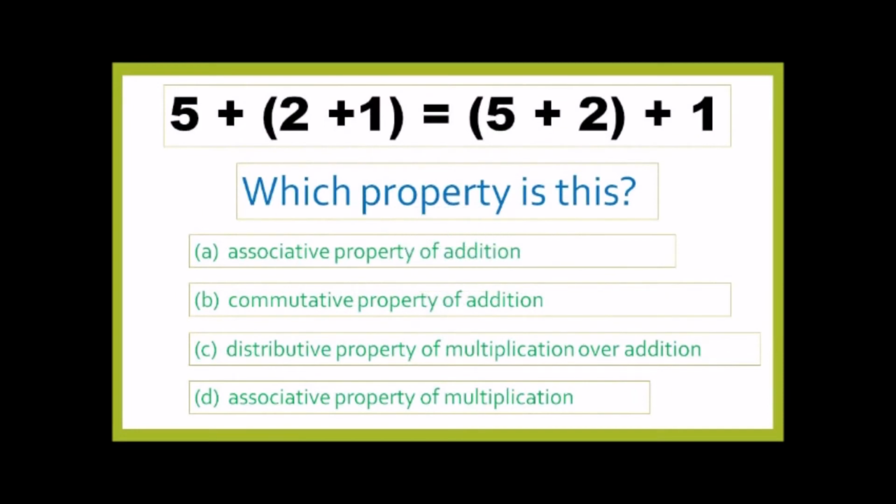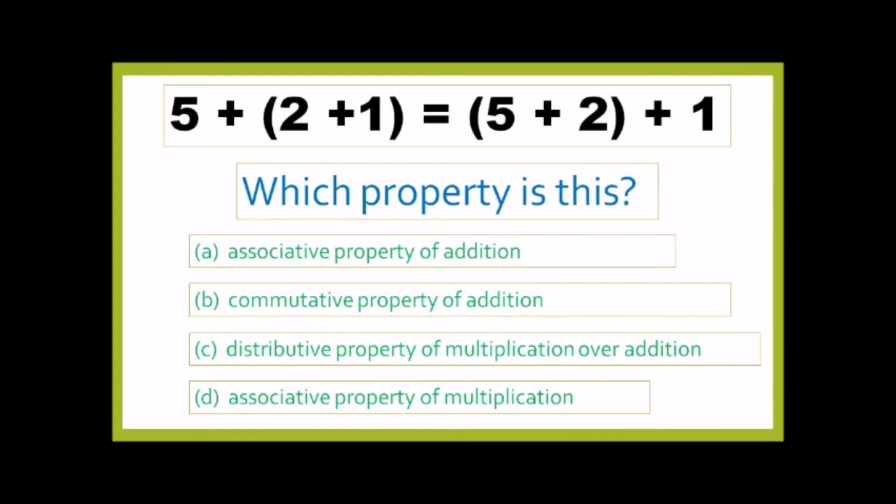Okay, next, 5 plus, in parentheses, 2 plus 1 equals, in parentheses, 5 plus 2, plus 1 outside of the parentheses. Which property is this? A, associative property of addition. B, commutative property of addition. C, distributive property of multiplication over addition. Or D, associative property of multiplication. Don't mind the big words. Remember, once you know the meanings from the beginning, you can figure out associative, commutative, or distributive.